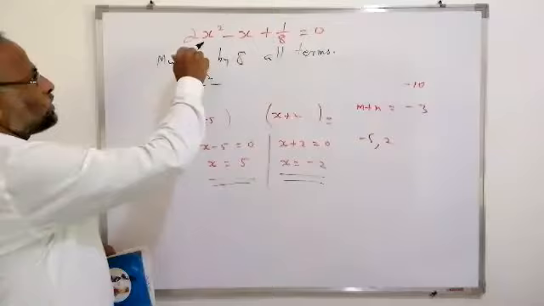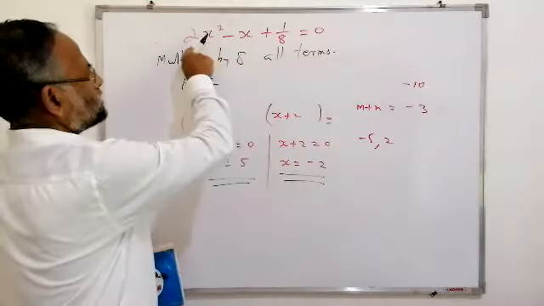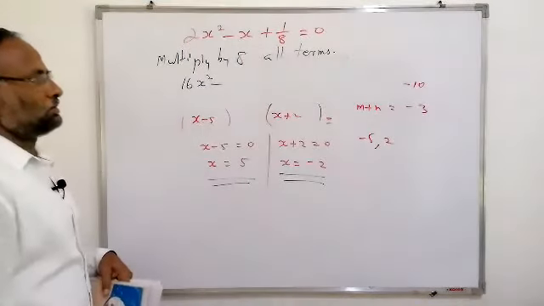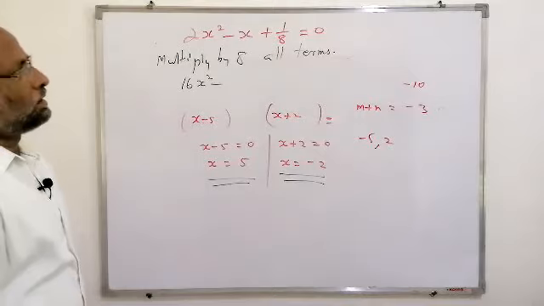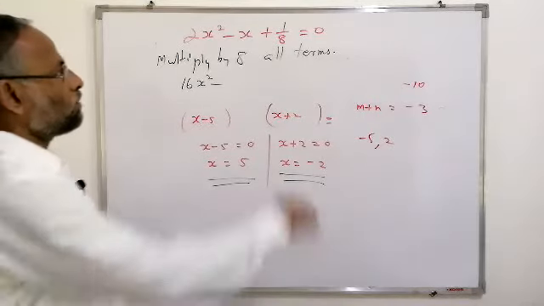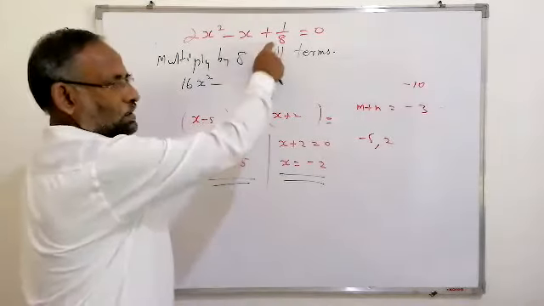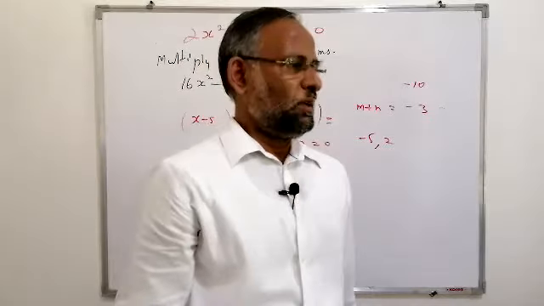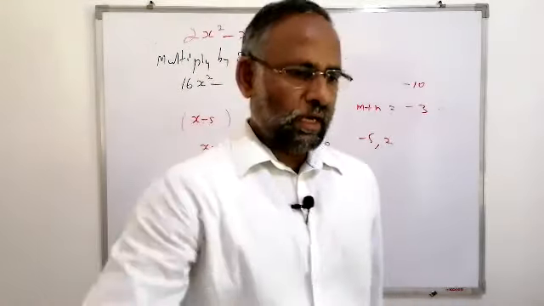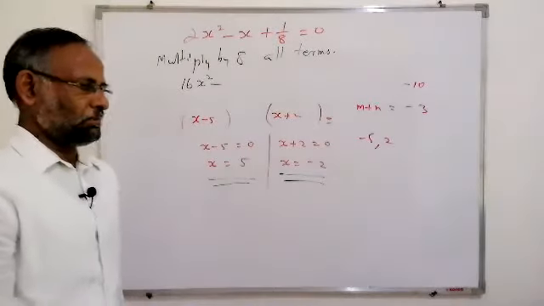Yes, sir. Okay. Now write this question, a little bit hard: 2x square minus x plus 1 by 8 is equal to 0. What is the difference here? 1 by 8. These are our hurdles or traps, and avoid them. We don't want 1 by 8. I don't like a denominator fraction. Addition of something like that will make a problem.